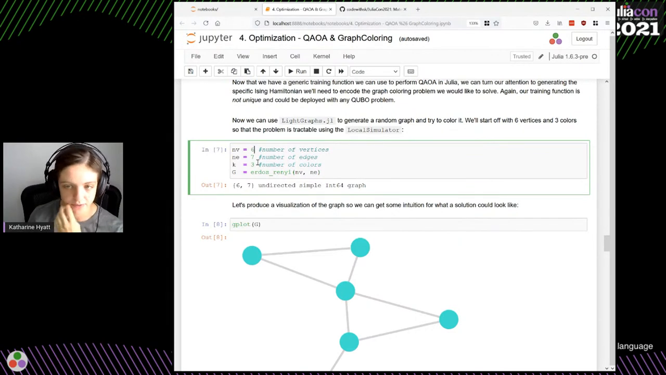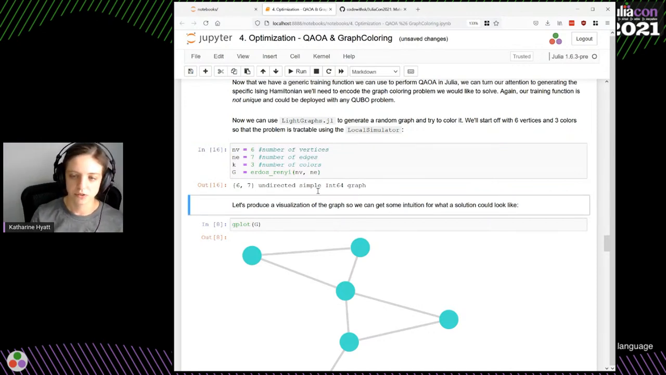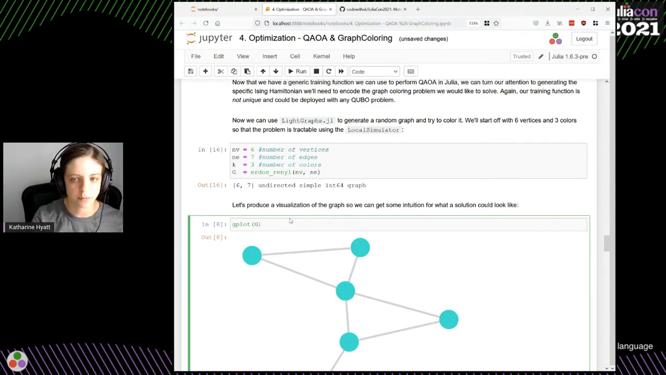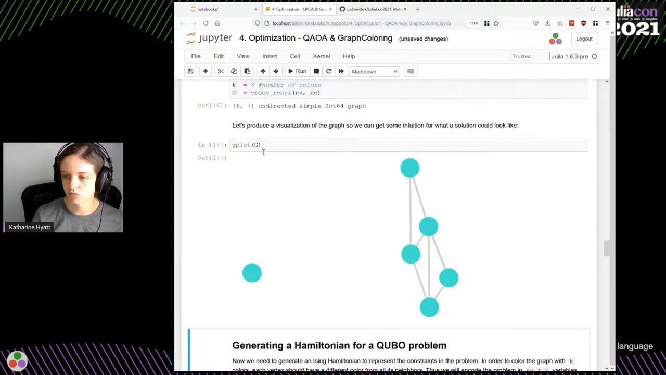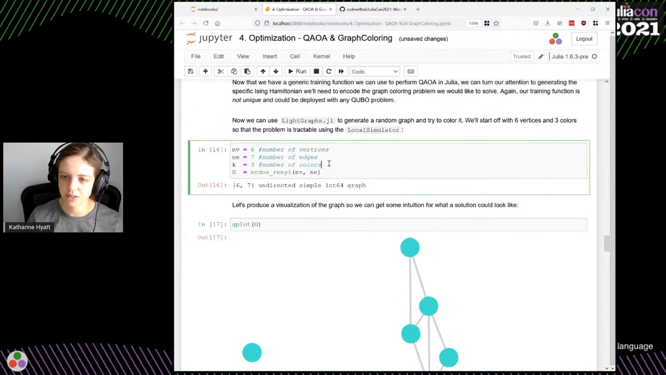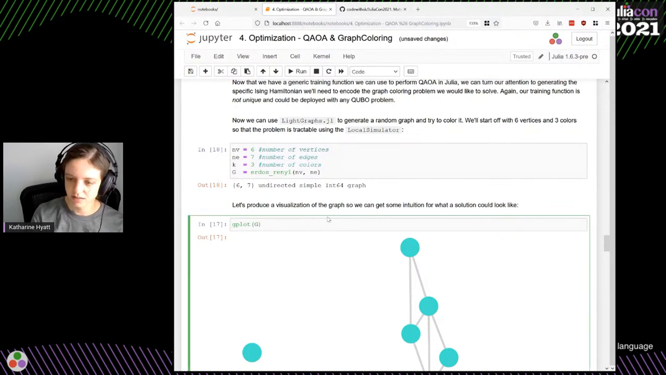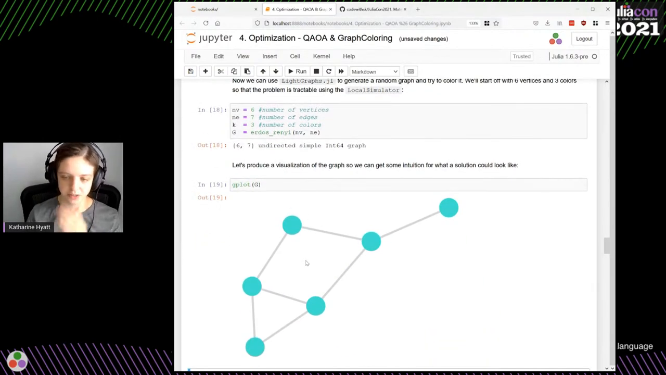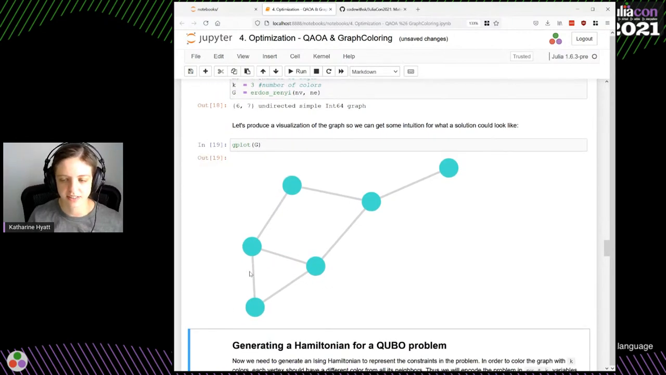So I'll ask for 6 vertices, 7 edges between them, and 3 colors. And we're going to create an Erdős-Rényi graph, which is just a random graph, using that number of vertices and number of edges. So I'll do that right here. And then using the nice graph plot library, we can plot our very attractive looking graph. This one's a little ugly looking. This one's a little nicer because it's now fully connected. There's no vertex that's not connected to any other. You can just play around with this until you get a graph you like, where you're like, yeah, I would love to color that graph.